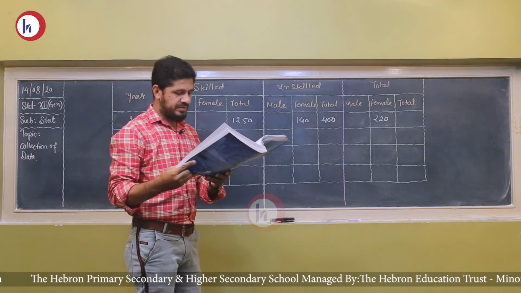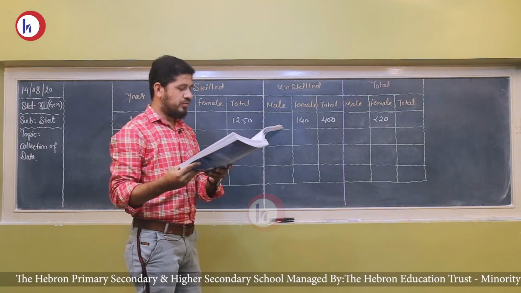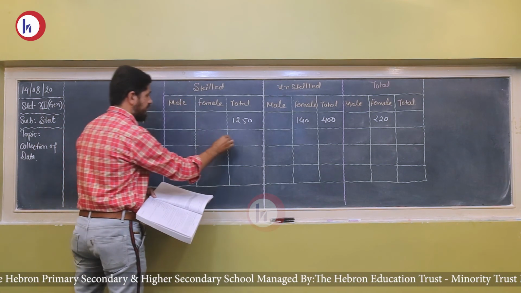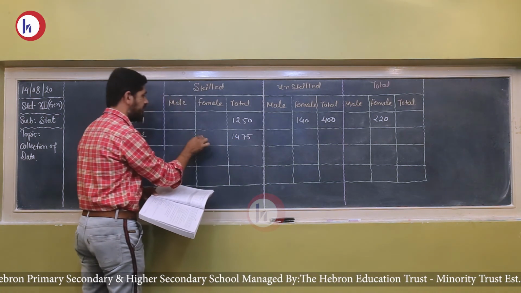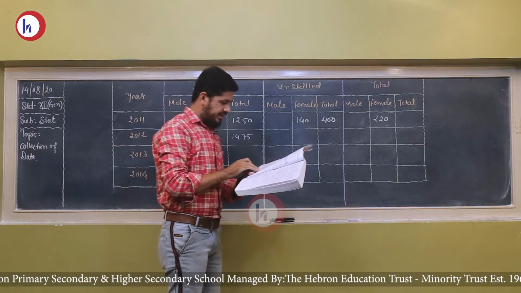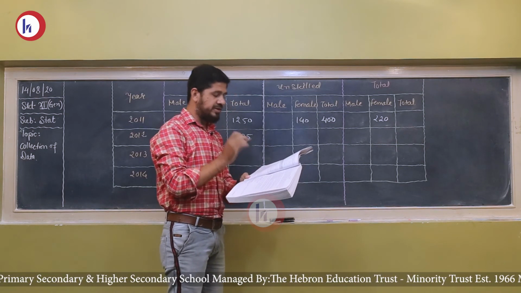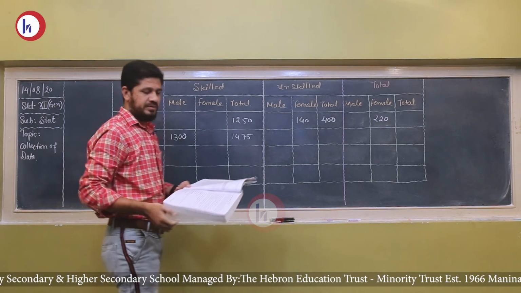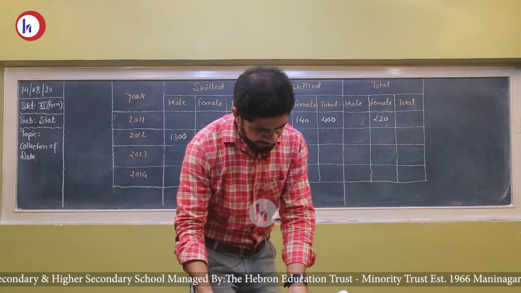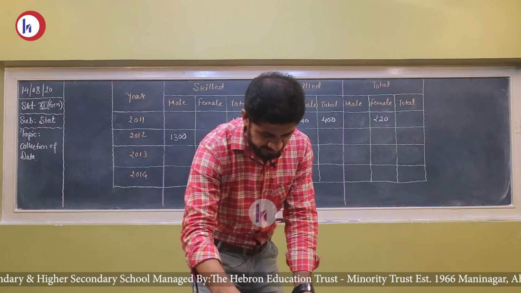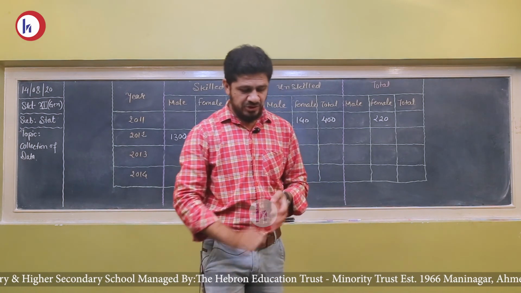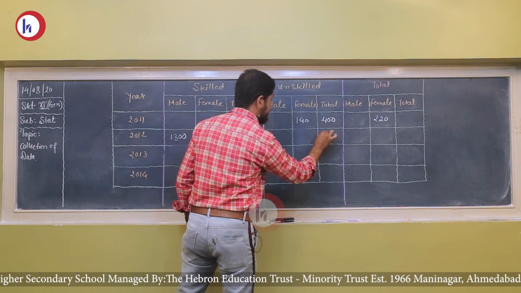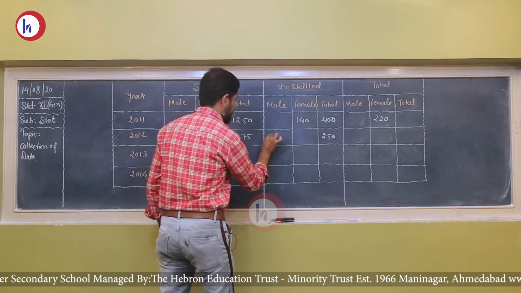In the year 2012, the number of skilled workers was 1475. Male or female, it is not mentioned. And among them 1300 were male. Out of 250 unskilled workers, 200 were male.